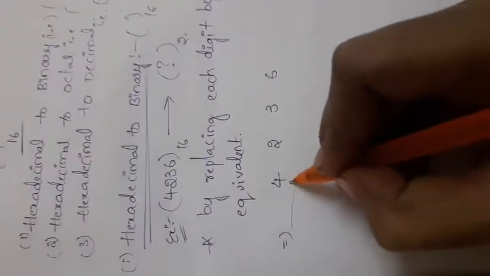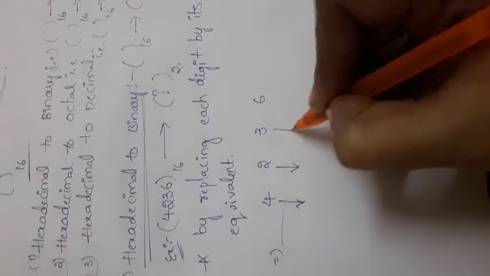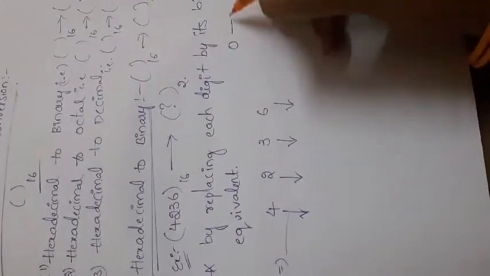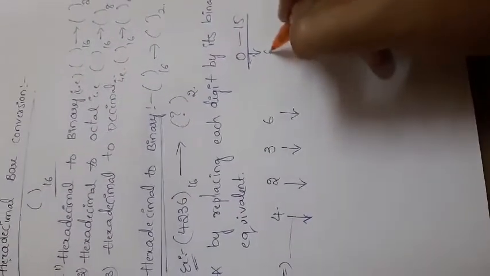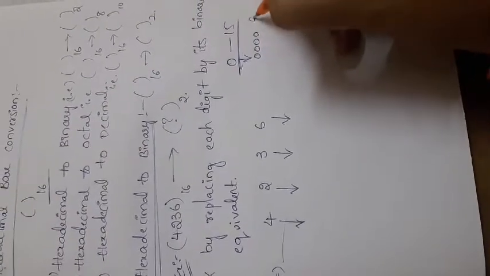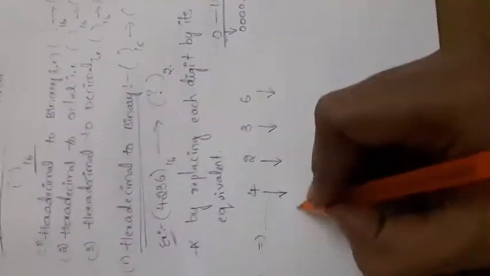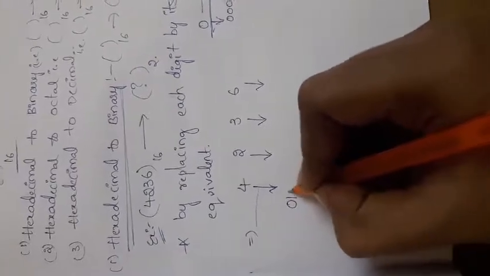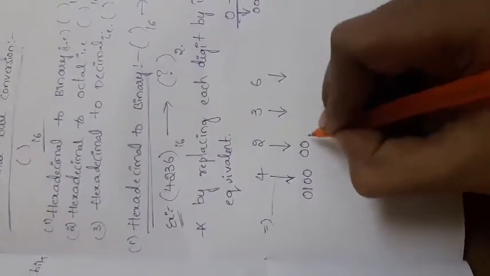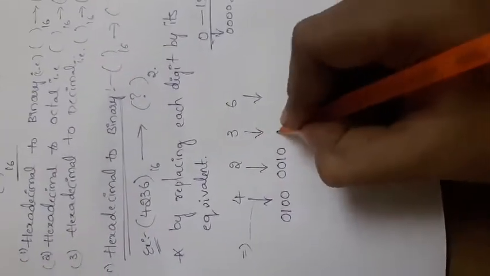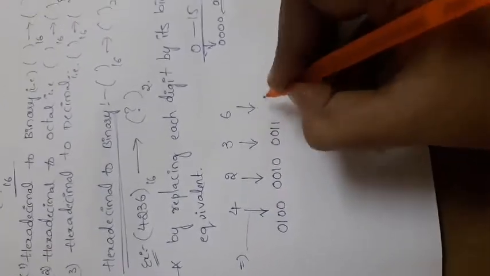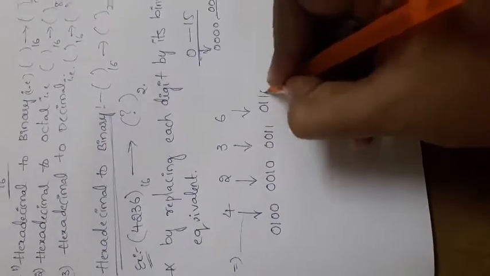Now I can write this number in binary. Already we know the binary numbers for 0 to 15, right? For 0 we know 0000, and for 1 it is 0001. Like that we know all the numbers. So for 4, the binary number is 0100. For 2, the binary number is 0010, for 3 it is 0011, and for 6 it is 0110.